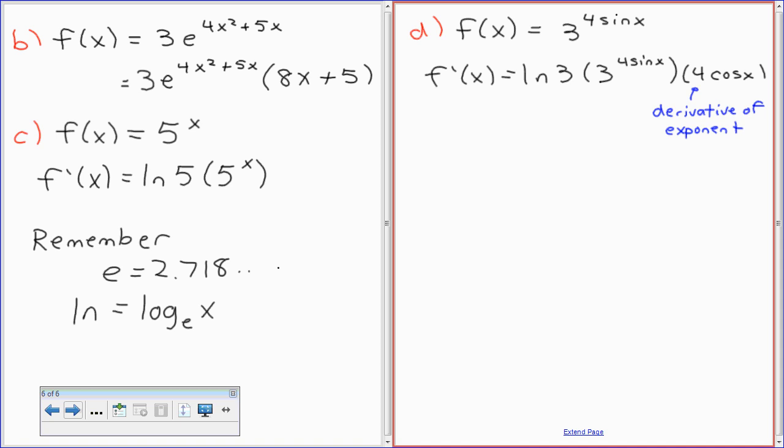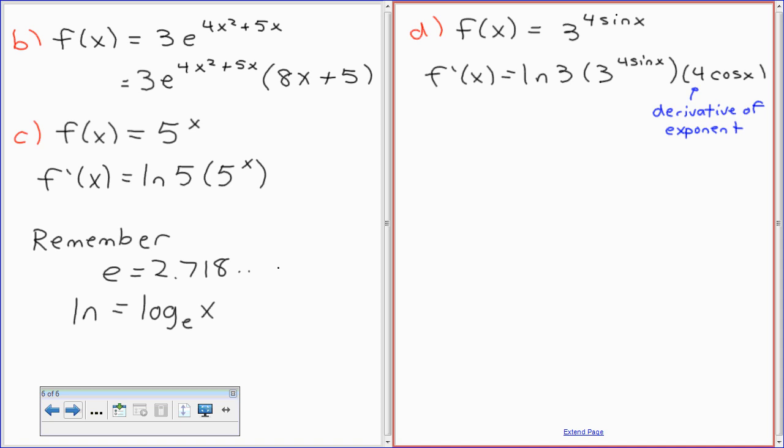I'm going to get to some awful ones at the end of the lesson. But the whole idea is if there's an exponential, it's going to be ln whatever the base is, but ln of e is just 1, so that cancels. And then times the derivative of the exponent. Michael, go ahead. So, how come A and B don't have ln?